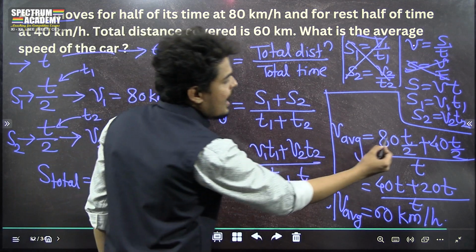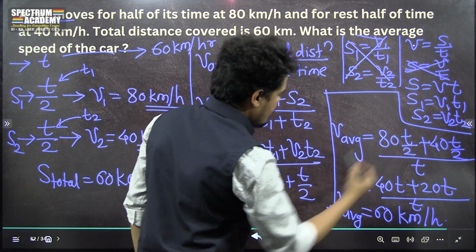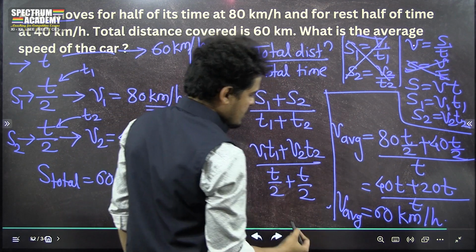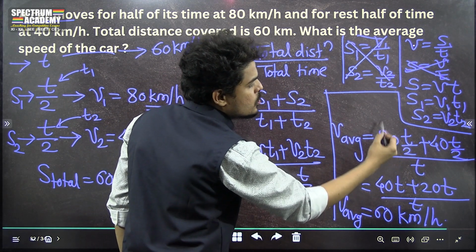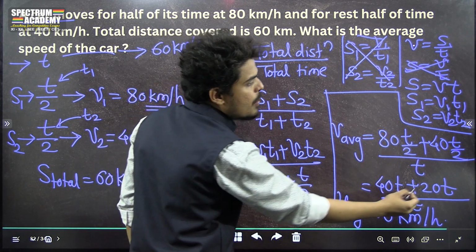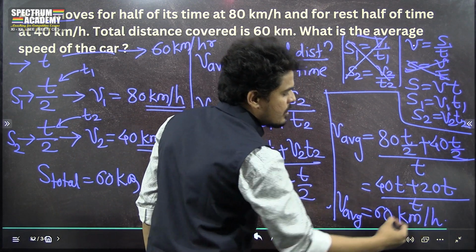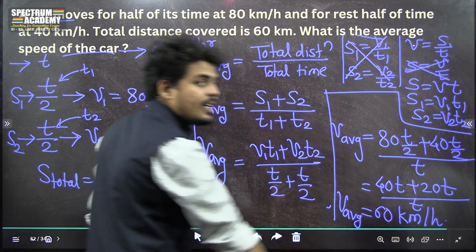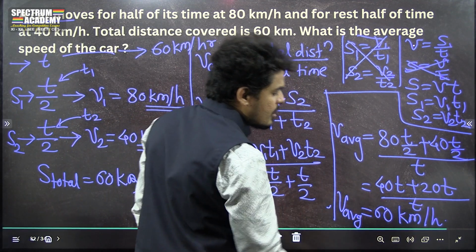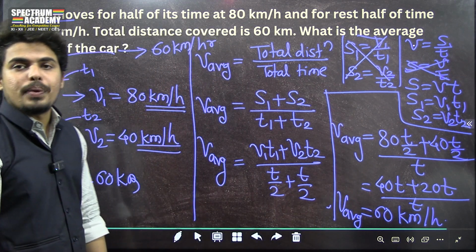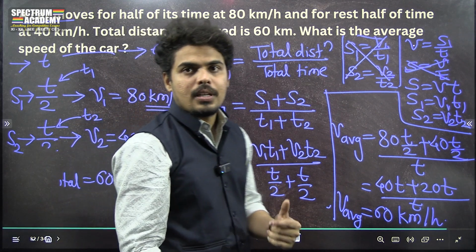Then v1 is 80, t1 is t by 2, plus v2 is 40, t2 is t by 2. Then t by 2 plus t by 2 is t. Two 1s are 2, two 4s are 8, so 40t, plus two 1s are 2, two 2s are 4, so 20t, upon t. So 40t plus 20t is 60t. So 60t upon t, t and t get cancelled. So the final average speed of the car is 60 kilometer per hour.